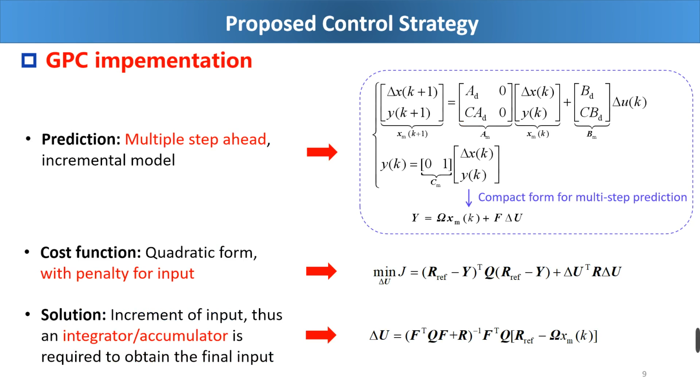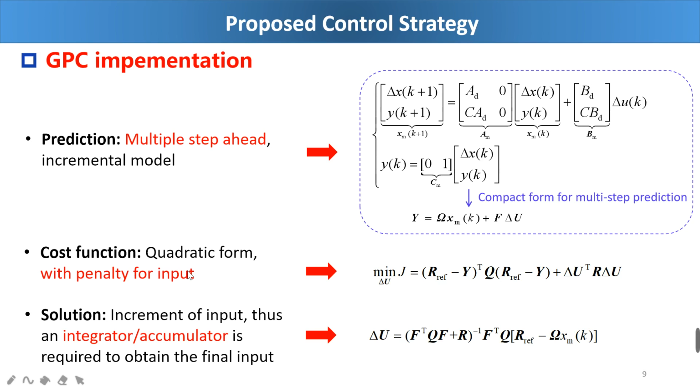And here, let's have a look at the GPC implementation. The GPC is implemented with 3 steps. Firstly, the prediction. The GPC is based on a multiple step ahead prediction, and the model is based on an incremental model rather than the original variables. So here, delta U, delta X, we use the increment of the variables.